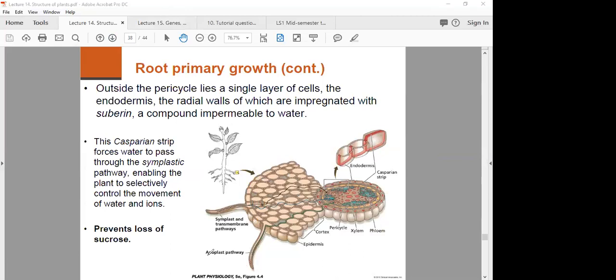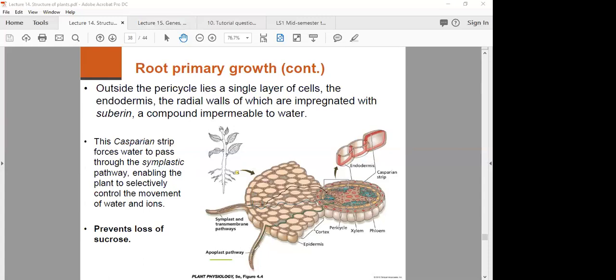Okay, there are several pathways that water can follow. In fact, when you really think about it, water can enter the root through every possible pathway that exists, but they've just been given names. Let's start with the apoplastic pathway.